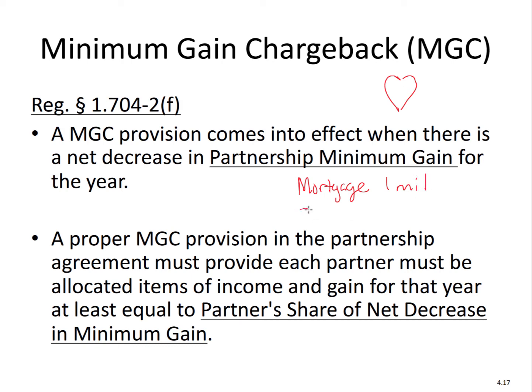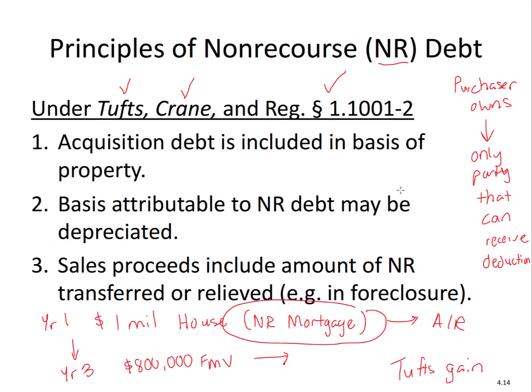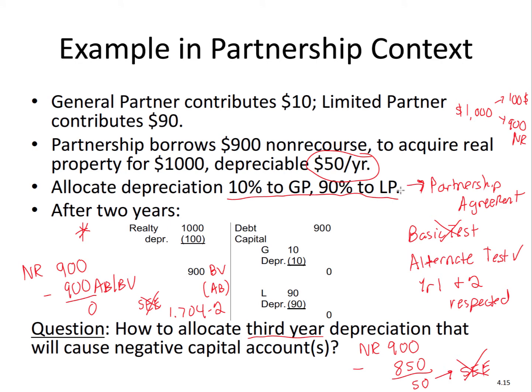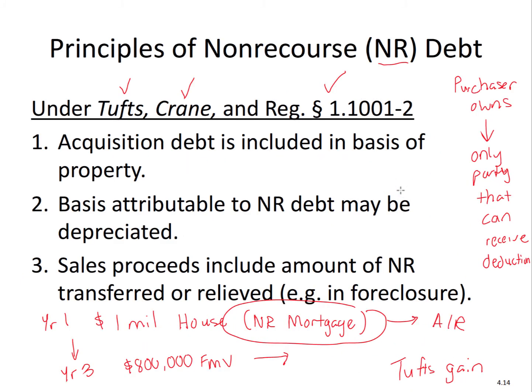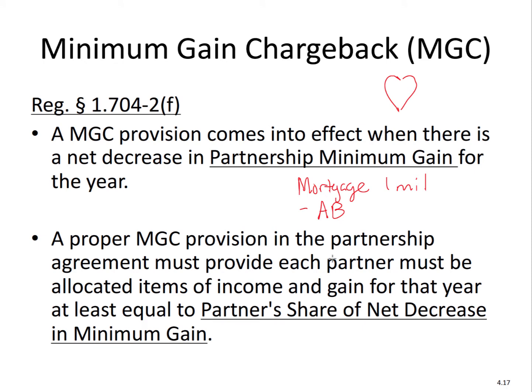The basis, let's say the basis in our example went down to $800,000. So I gave you the value went down to $800,000, right? So the fair market value is $800,000. Let's assume the adjusted basis is also $800,000. To calculate the partnership minimum gain or the Tufts gain, you subtract the basis from the mortgage amount. And the difference is the partnership minimum gain. The partnership minimum gain, the PMG.